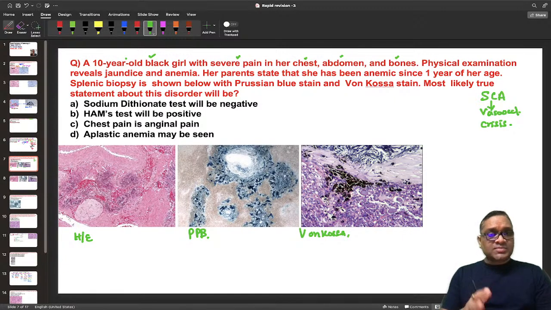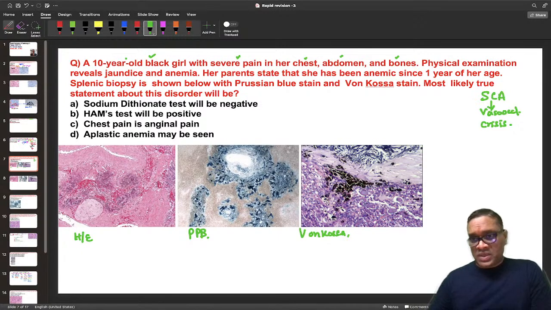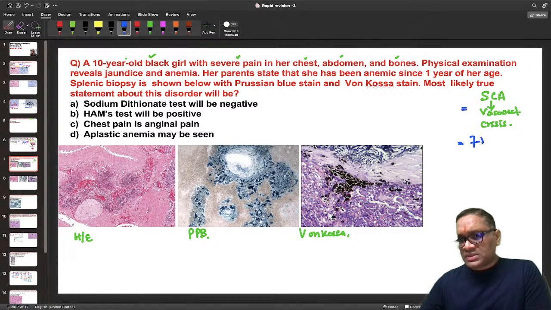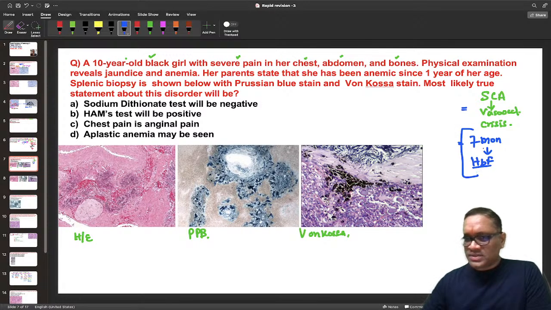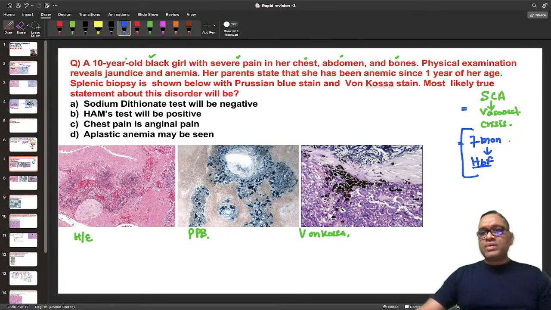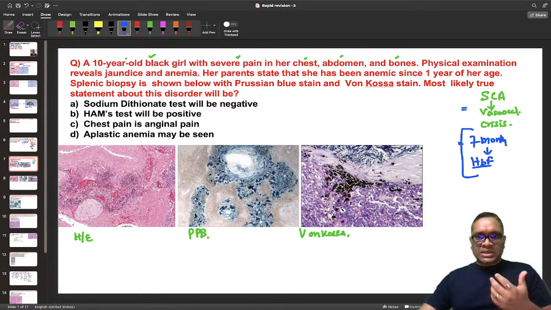Physical examination shows jaundice because of hemolysis, with indirect bilirubin being formed, and she also has anemia. Her parents state she has been anemic since 1 year of age. Why 1 year? Because until 7 months of life there is fetal hemoglobin, which does not allow any sickling or hemolysis. Fetal hemoglobin is predominant up to 7 months of age, so signs and symptoms are not seen up to that time.